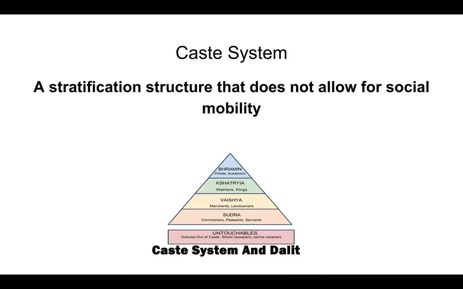A caste system is a stratification structure that does not allow for social mobility. How India was traditionally constructed is a best example of a caste system, where whatever social class you were born into, that's where you stayed the rest of your life. No matter what you did, no matter how smart you were, no matter how hard you worked, you could not go above or below the social class you were born into.